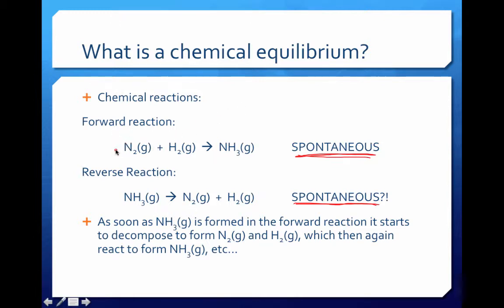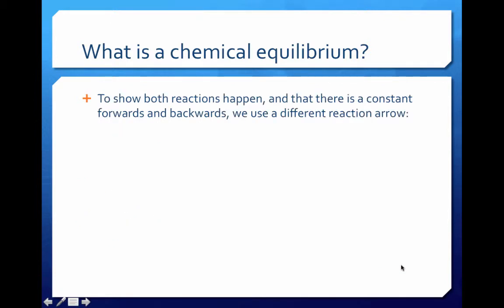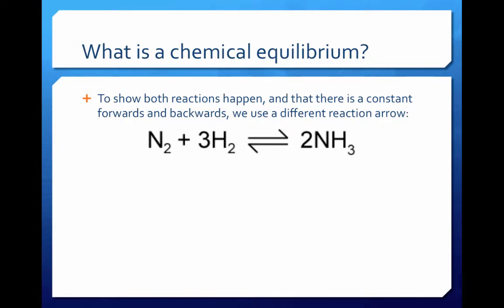So when you run this reaction, neither of these is the only reaction that happens. You necessarily end up getting both the forward and the reverse reaction happening at the same time. And this is what brings us to an actual idea of what an equilibrium is all about. To show that both reactions happen at the same time and that there's a constant forwards and backwards reaction occurring, we use a different arrow to show the process here. We can draw both of those reactions at the same time by using this guy here, which we refer to as the double arrow. Part of it's showing that the reaction is going forwards, and then another part is showing that the reaction is happening in reverse.